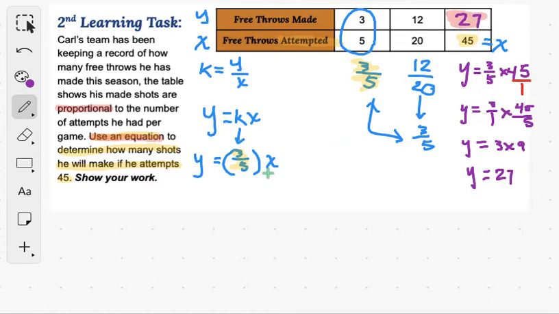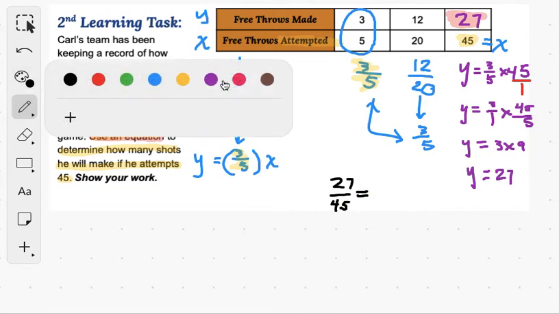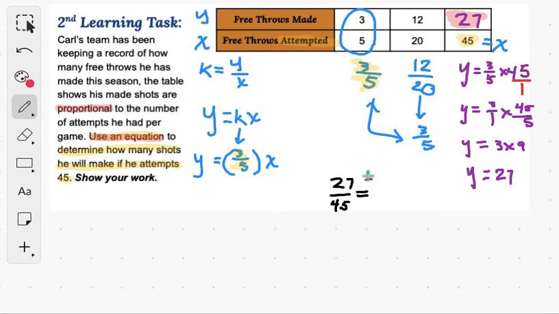You can double check very briefly to see if that's the correct amount of free throws that he makes. You can write 27 over 45 as your ratio, just like the others, and it has to be equal to the same reduced ratio. So if I reduce both of these by 9, then what I'm going to get is 3/5, which does match what we had earlier, the same constant of proportionality. So yes, our answer is indeed 27.